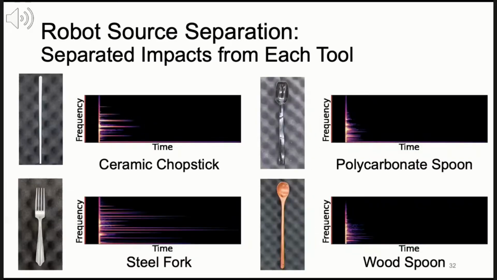And here are example separated sounds from each of the tools. Note that these sounds have all been separated from a clip of each tool striking a much louder object, which dominated each recording with its impact sound. Here's the ceramic chopstick, the polycarbonate spoon, the steel fork, and the wood spoon.